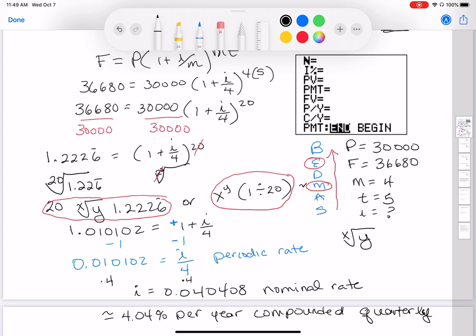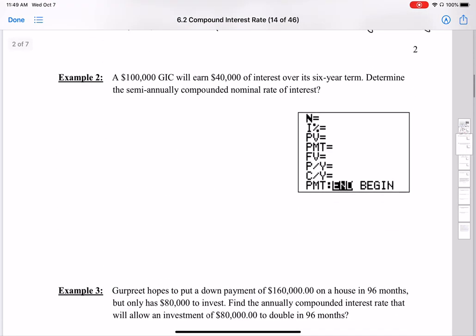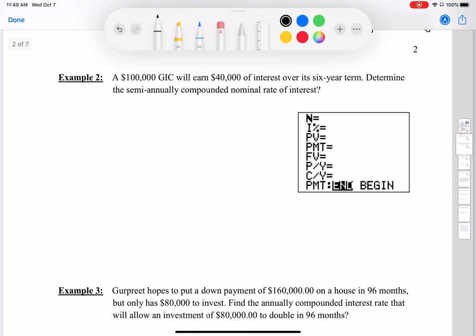All right, let's do it again. A $100,000 GIC will earn $40,000 worth of interest over its 6-year term. Determine the semi-annual compounded nominal rate of interest.